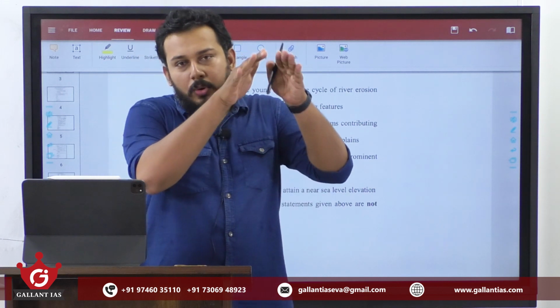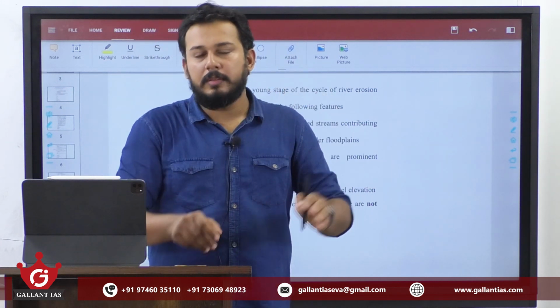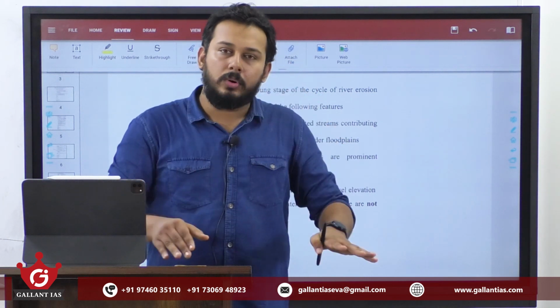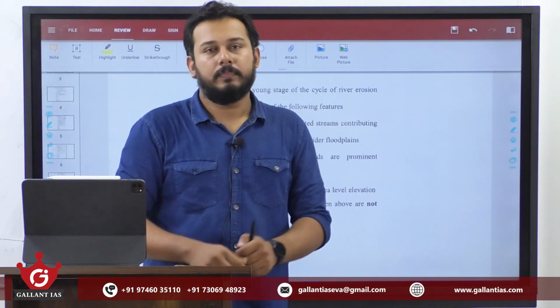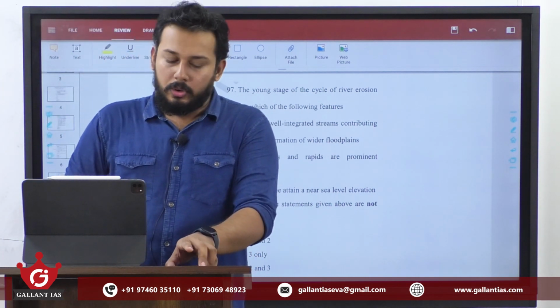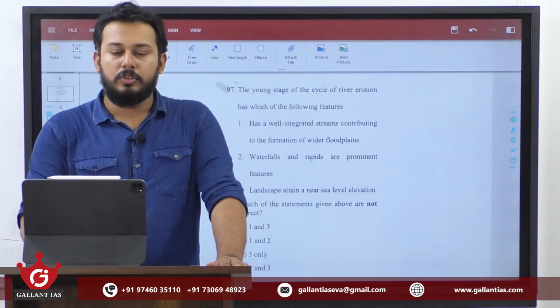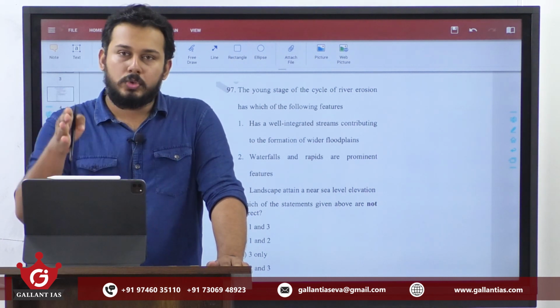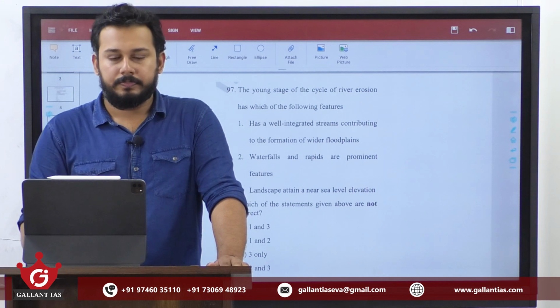So the river is basically eroding the mountain, or it is basically destroying the mountain. And eventually, when the mountain gets completely eroded, the mountain region gets back to a plain. That is the cycle of erosion. So in the cycle of erosion, or in the life of a river, we can divide into 3 stages. The young stage, the youth stage, or the mature stage, and the old stage.